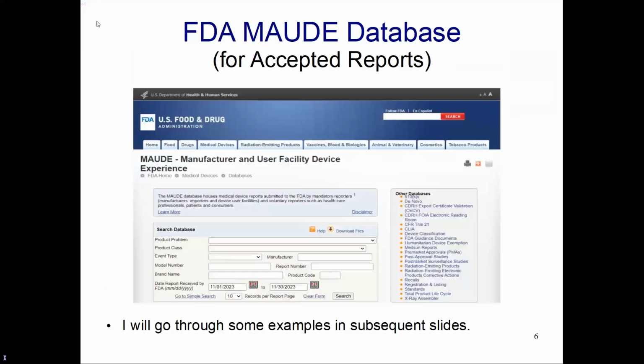So if the report is accepted, this is a screenshot of the MAUDE database. And it might be a little bit confusing that you submit the report to FDA MedWatch and it gets accepted in the FDA MAUDE database, but that's just the way it is as far as I can tell. So on the next few slides, I will go through some specific examples where I submitted an FDA MedWatch report and then something was accepted and published in the FDA MAUDE database.